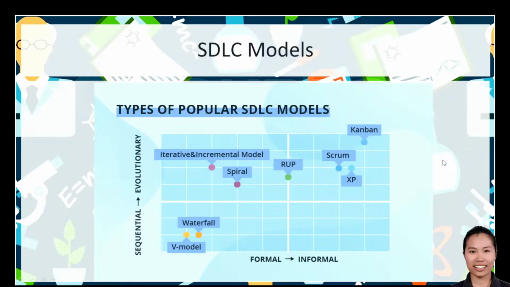Now, here are the types of popular SDLC models na available. So, we have here from yung arrangement nila is sequential, meaning yung steps or phases sunod-sunod talaga. Parang step by step talaga na you have to follow. And then we have evolutionary. So, pwede siyang pabalik ng phase if may nakita na problem. Tapos, pwedeng padagdag ng padagdag or increment. So, that's what we call evolutionary. So, dyan na belong yung iterative incremental model, spiral, the RUP, Scrum, XP, tsaka Kanban.